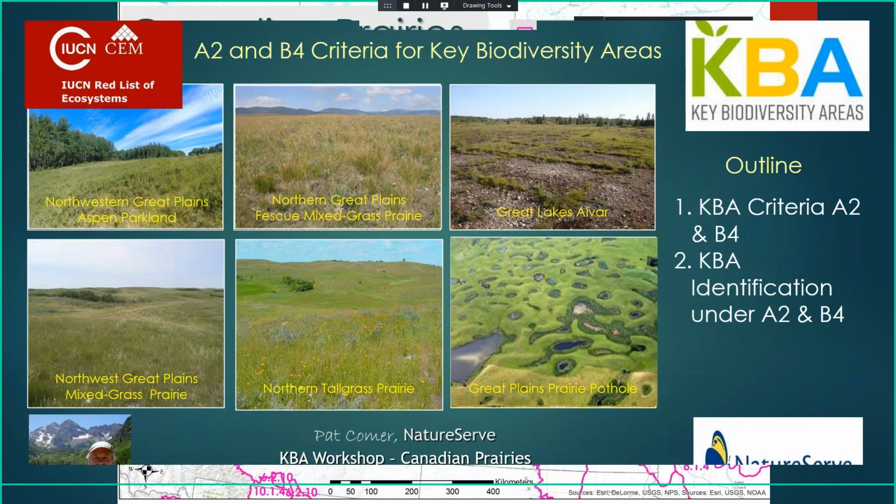Okay, so what I want to now do is, we've gone through and updated our thinking. We think where there are types that are relevant now to the ecosystem criteria for KBAs. And so I'll touch on, again, the A2 and the B4 criteria under KBA identification, and then we'll walk through where we are in terms of identification just under those criteria.